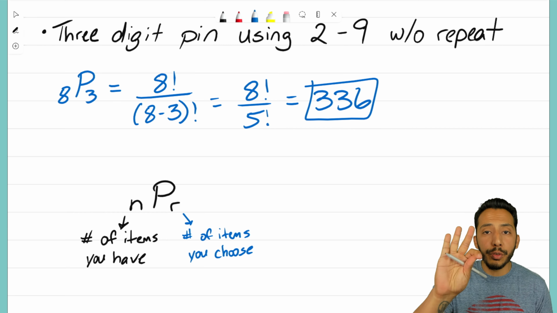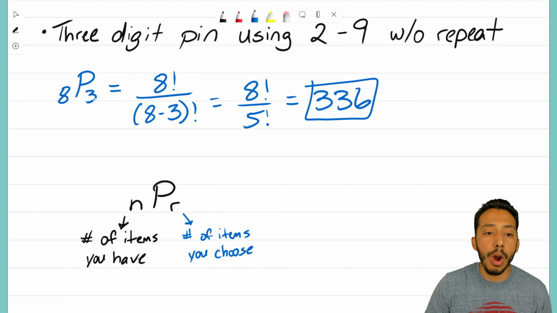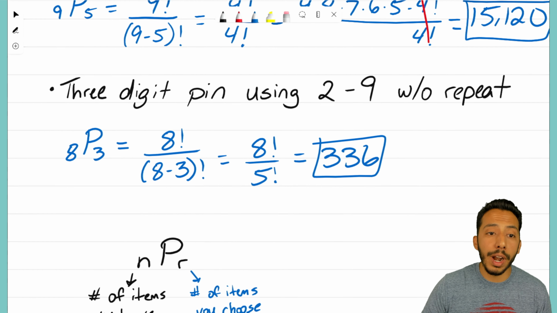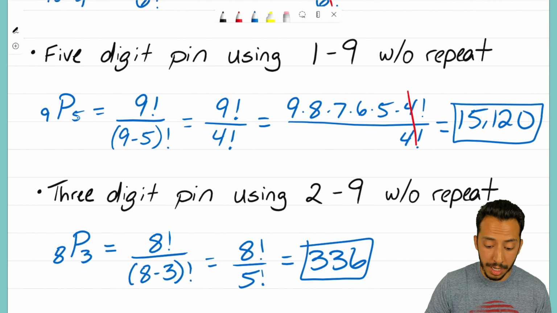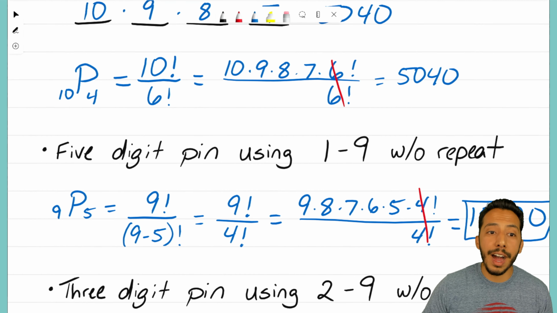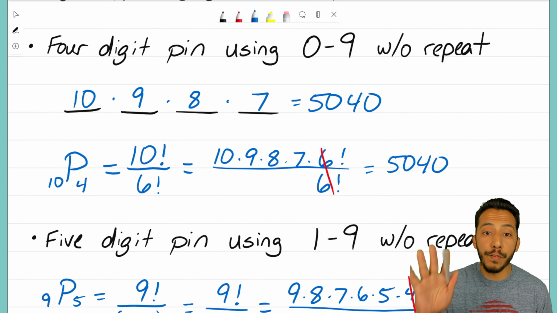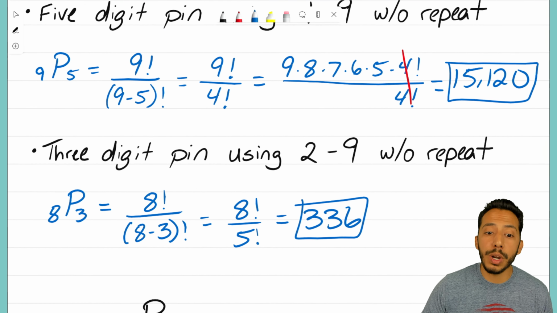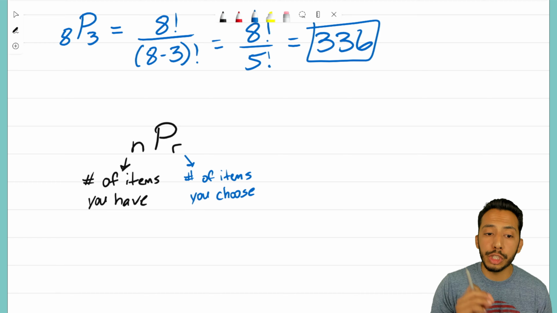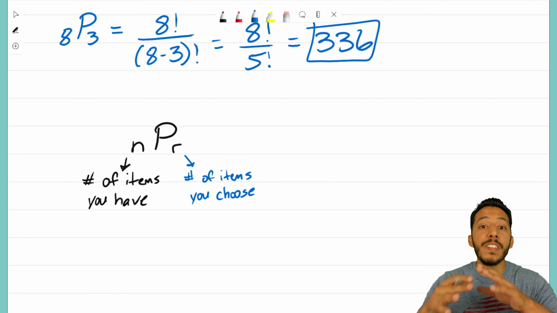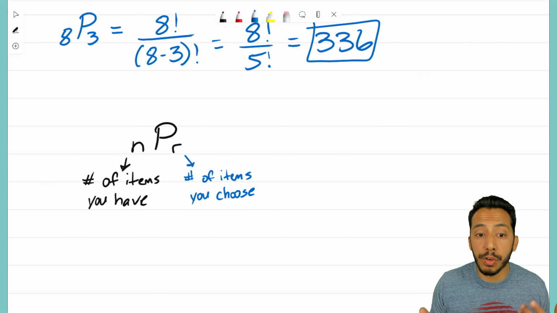Look at that one. We wanted a 3-digit pin. Our little number r there was 3. Up here, we wanted a 5-digit pin. r was 5. Up here in our very first problem, the 4-digit pin gave us an r of 4. That's what r is. r is the number of items you choose. n is the number of items that you have, that you're picking from.